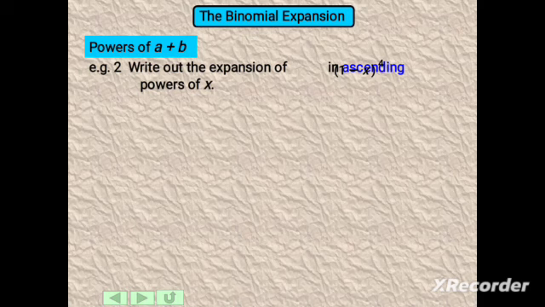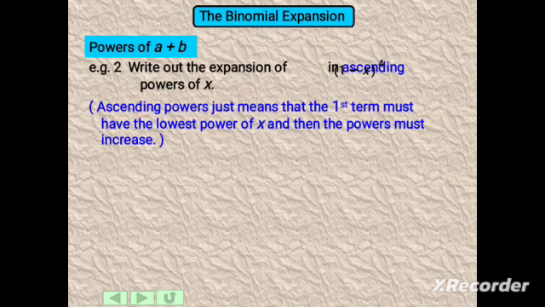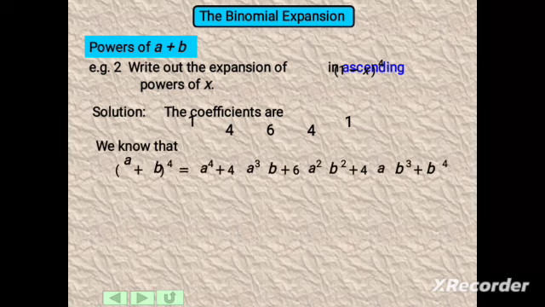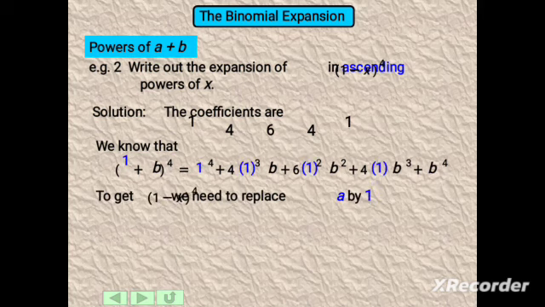Now, example number 2: write out the expansion of (1 - x) raised to power 4 in ascending powers of x. Ascending powers just means that the first term must have the lowest power of x, and then the powers must increase. Because it was raised to power 4, the coefficients there will be 1, 4, 6, 4, 1. Then the full expansion will be this. Before we insert the coefficients, then we replace them.